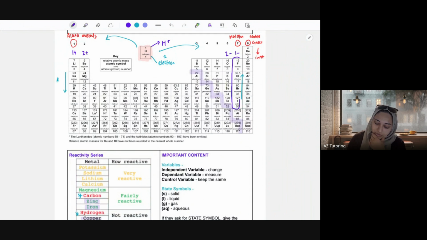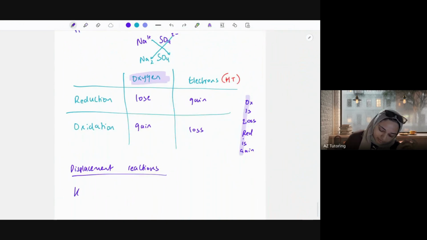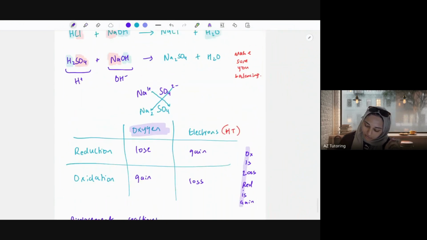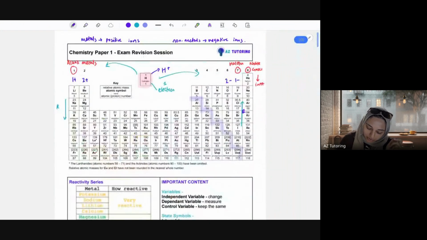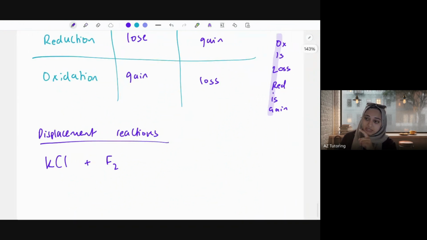As you go down the group, the reactivity is decreasing, remember? So the reactivity increase is going up. That means fluorine's more reactive than chlorine. So let's do an example using that. If I had potassium chloride, and the reason I know it's that is because potassium is in group 1, so it's just got a 1 plus charge. Chlorine's group 7, so potassium chloride plus fluorine. Remember, fluorine's diatomic. Fluorine, oxygen, hydrogen, they're all diatomic molecules.